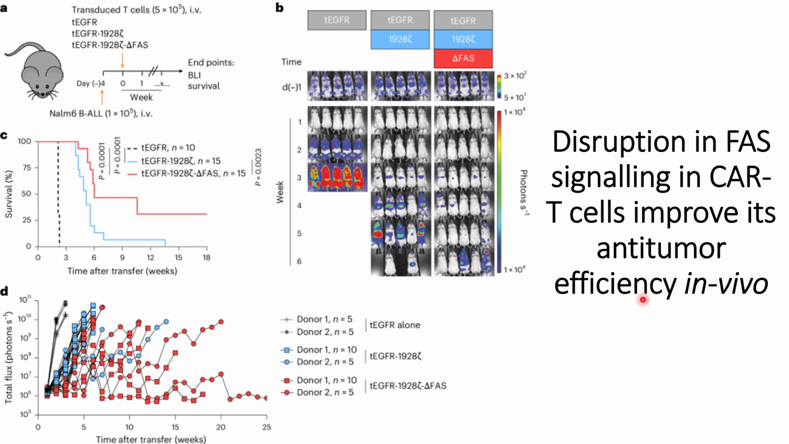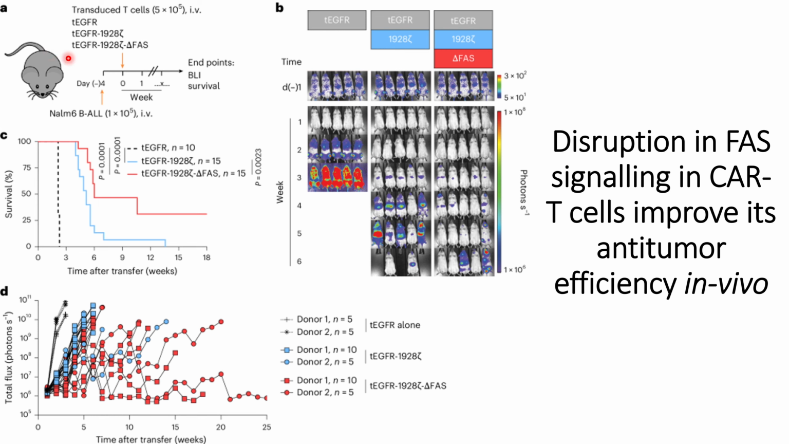So this hypothesis will be tested in vivo in the mice model, and the experimental overview is shown in this panel A, where they use three different kinds of construct. First, one that does not have the intracellular domain, second one with the domain, and third one with the domain along with the FAS disruptions. And they check the survival rate of the mice till 12 to 18 weeks or 20 to 25 weeks, depending on the mice health.